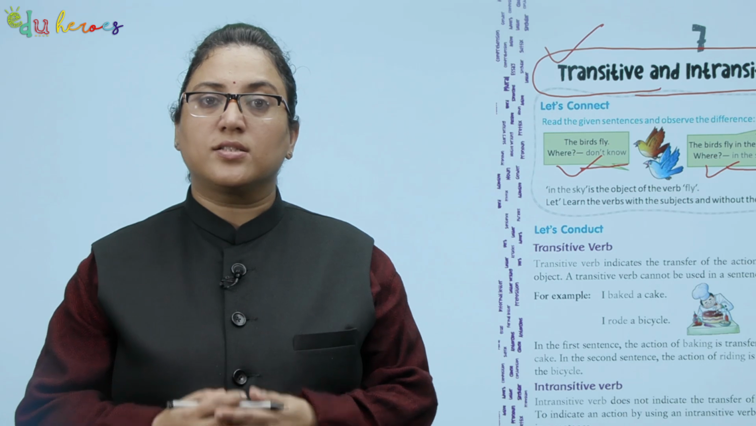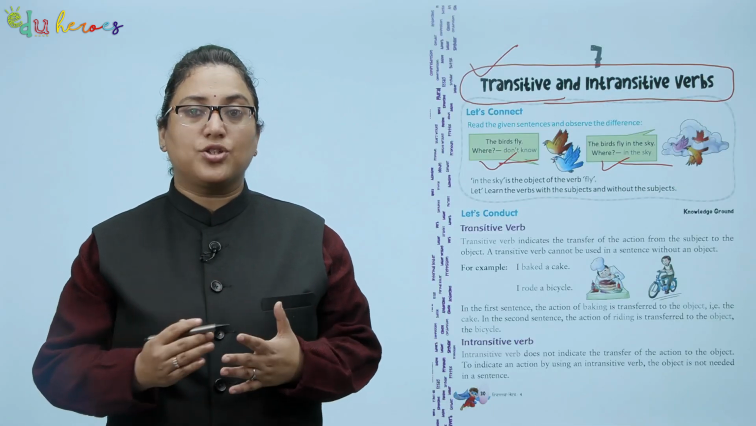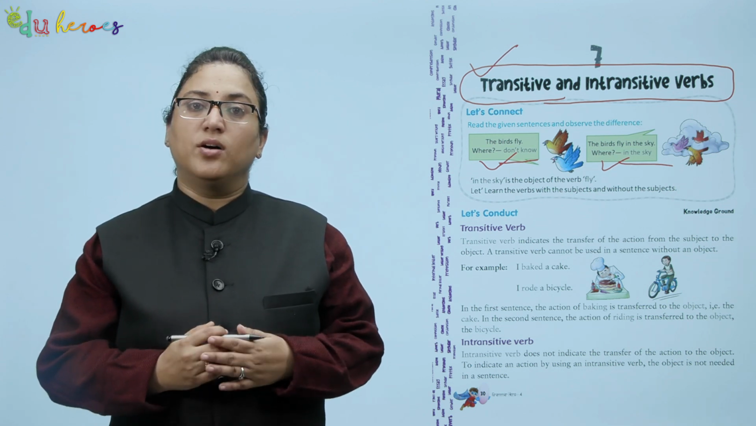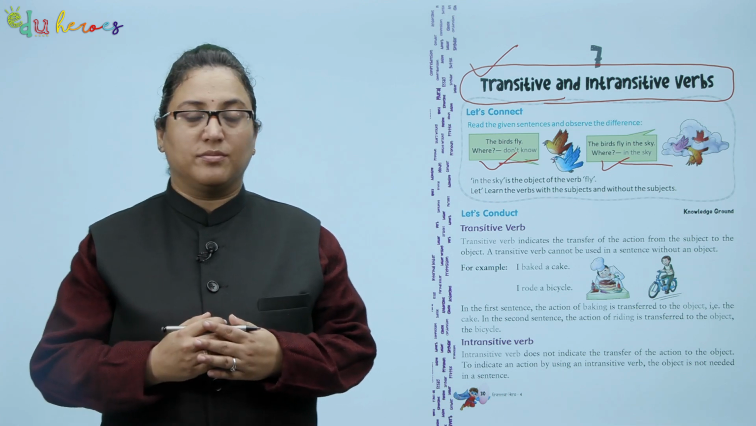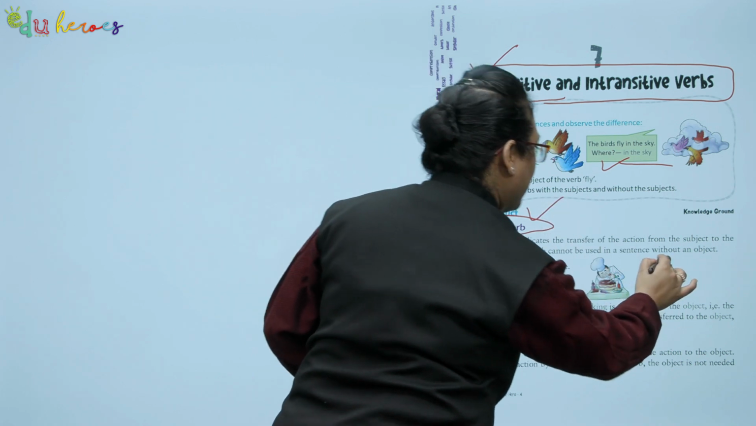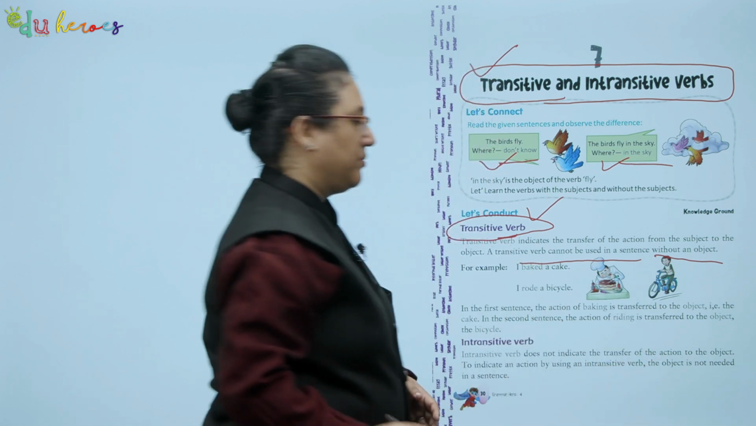Let's study transitive verb. Transitive verb indicates the transfer of the action from the subject to the object. A transitive verb cannot be used in a sentence without an object. So there has to be an object and it cannot be used without it.